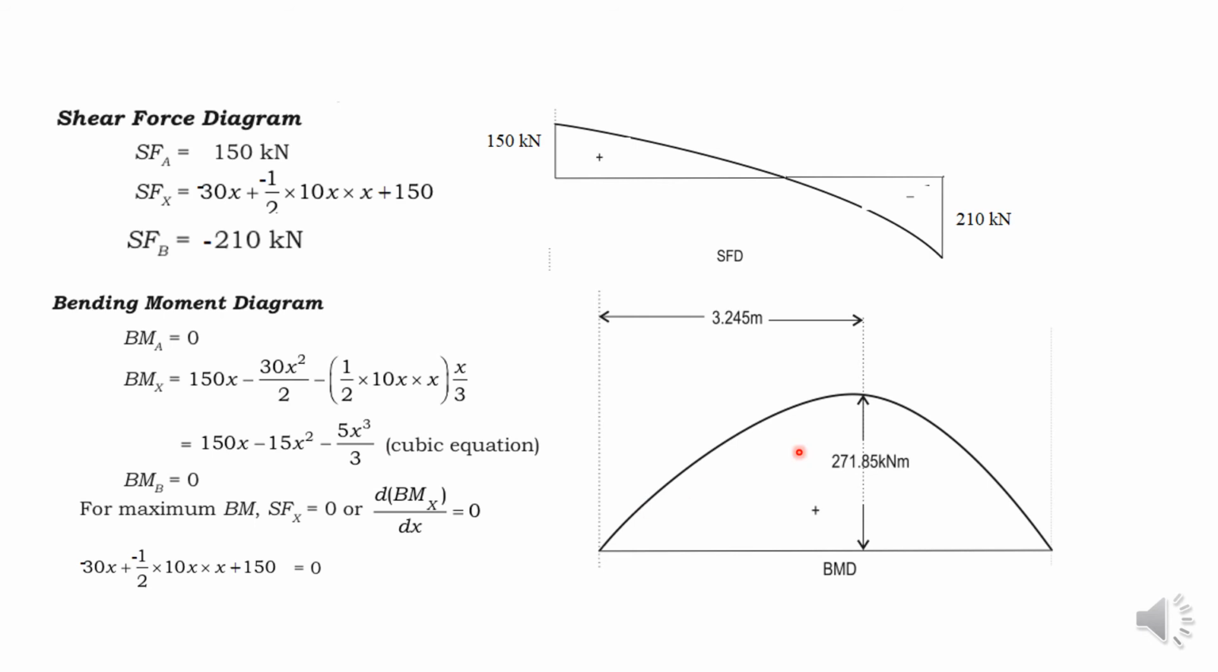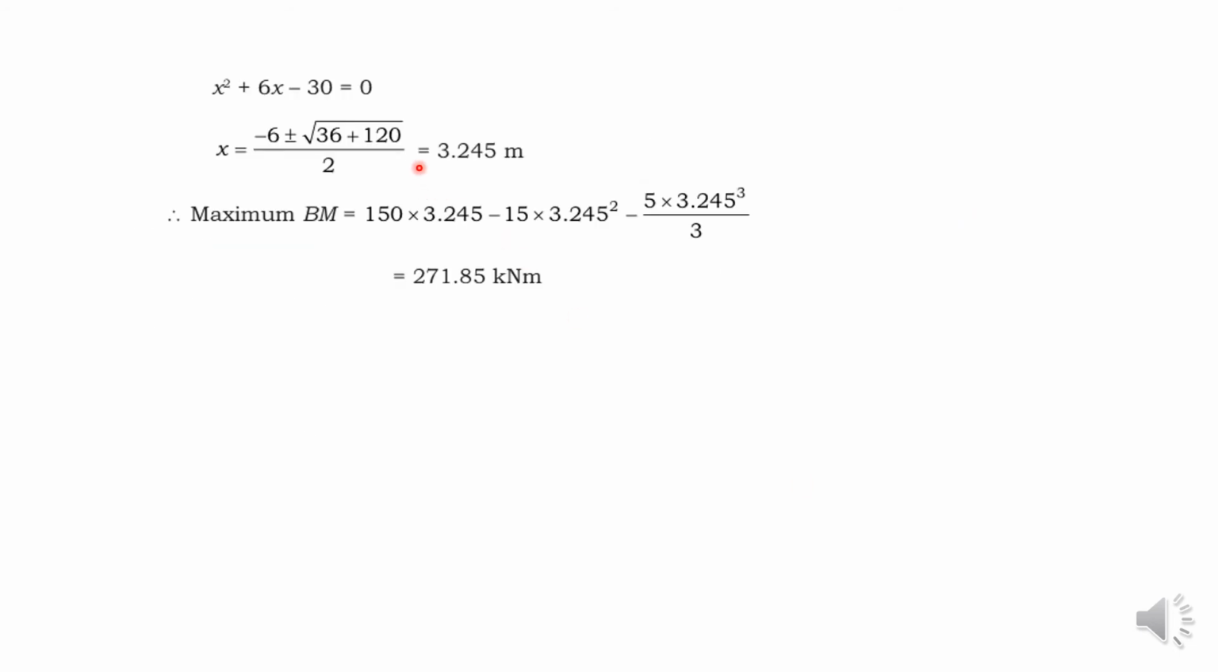Now to get the value of maximum bending moment, you can see the shear force diagram changes its sign from negative to positive. So locate the point at which the shear force is 0. Take the equation for shear force and equate it to 0, then find the value of H. Then substitute that value of H in the equation for bending moment to obtain the maximum bending moment. That will be obtained as H equal to 3.245 meter, and the maximum bending moment as 271.85 kilonewton meters.